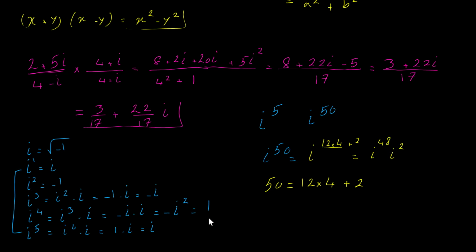i to the 48 is 1, right? So I get rid of it. And all I am left with is i to the 2, and i squared is equal to -1. So my answer is -1. So i to the 50 is equal to -1.